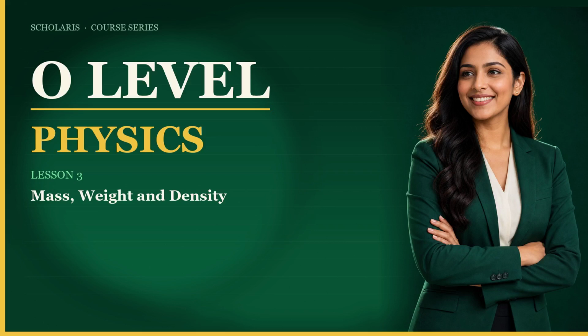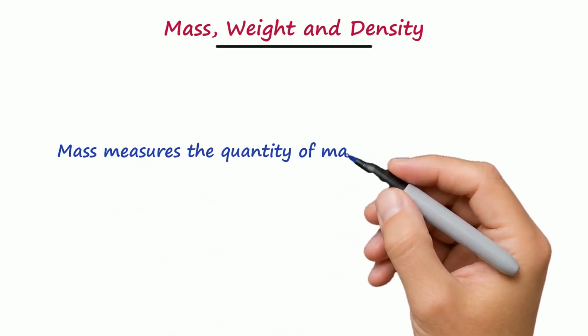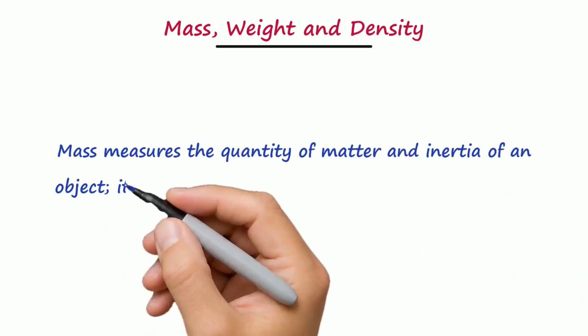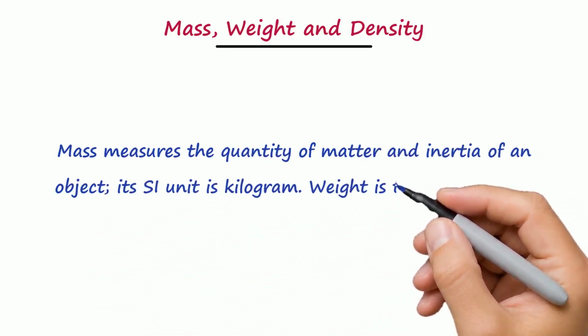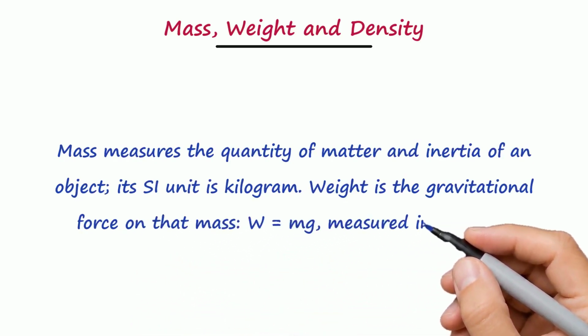Today in O-Level Physics, Lesson 3, Mass, Weight and Density. Mass measures the quantity of matter and inertia of an object. Its SI unit is kilogram. Weight is the gravitational force on that mass, W equals mg, measured in newtons.